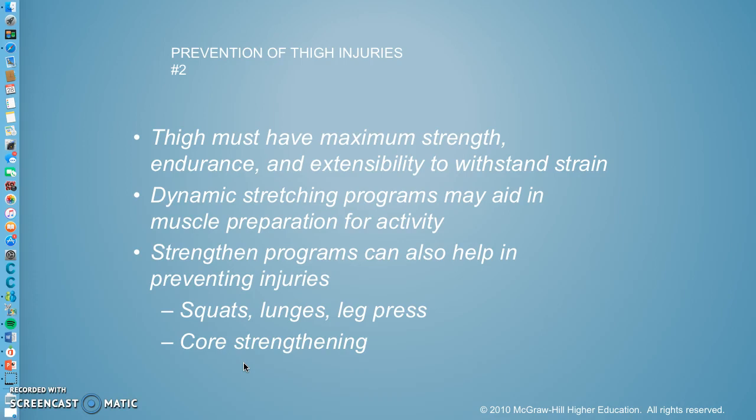So here we go. This is number 2 on your unit plan. It talks about prevention of thigh injuries, and the thigh needs 3 things: maximum strength, maximum endurance, and maximum extensibility in order to withstand a strain. So that's what we do in the weight room, right? We do strength, we do lower reps, we do endurance, we do higher reps, and then we do extensibility, so flexibility stuff, in order to withstand the strains. Dynamic stretching is good. We've talked about that. And then strengthening programs also, and you can see there's some examples of some things that we do in the weight room. If at any point you feel that you need to pause, then go right ahead and do that.